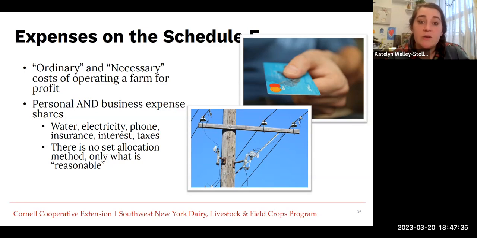You can start using the ST-125 as soon as you are operating your farm as a business. So even if you haven't filed a Schedule F yet, right? Let's say you didn't file a Schedule F for 2022 and you're thinking about filing it for 2023. You can start using the ST-125.